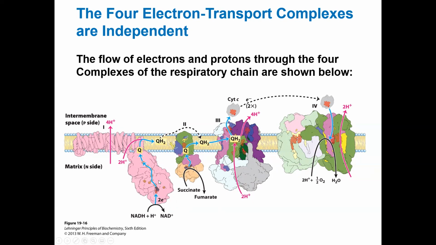When complex 1 produces QH2, it utilizes 2 protons from the N side and pumps 4 protons into the intermembrane space. Complex 2 doesn't pump any protons into the intermembrane space. It simply transfers those electrons through Q to generate QH2. But once QH2s are generated, whether by independent means or together, they will come down to complex 3 as shown here.